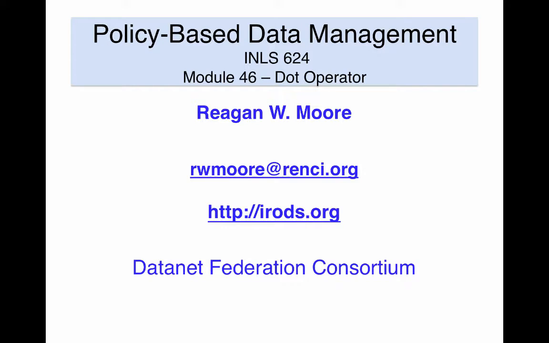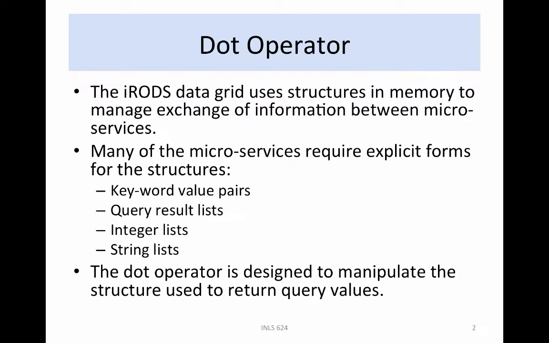The iRODS data grid uses in-memory structures to manage information exchange between microservices. A mechanism is needed to extract variables from the in-memory structures. This can be done by invoking an appropriate microservice for parsing the structure. For the case of results returned from a query, the dot operator is used.